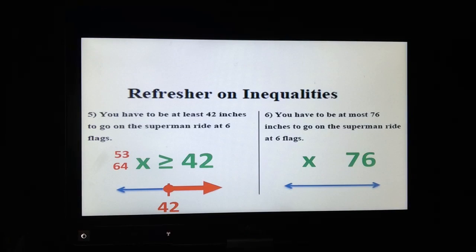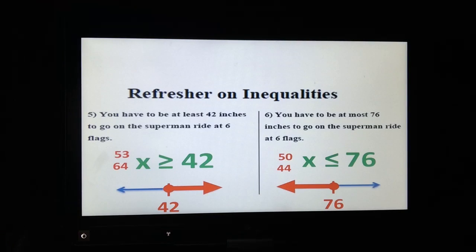So someone who's not taller than 76 would be like someone who's 50, someone who's 44 inches. Those are people who are not taller than 76. So that would be 50 is less than or equal to 76. Okay, so there's the 76. So a number that would work in here would be like negative 100. So negative 100 is on this side. So that's the way we would shade it.